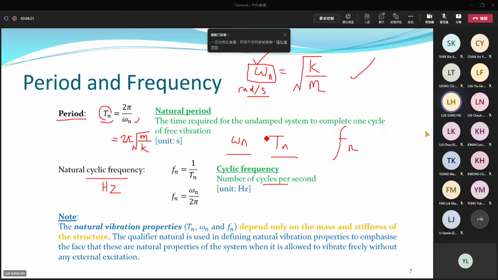So what is the term natural? Natural frequency, natural period, what is the meaning of natural? Natural simply means this property depends on the system itself. Natural vibration properties, period, frequency, we call them natural because these parameters depend only on the structural properties, stiffness and mass. Nothing to do with the loading. Nothing to do with the other properties. So here we give them a term called natural. It just depends on the system itself, k and m.